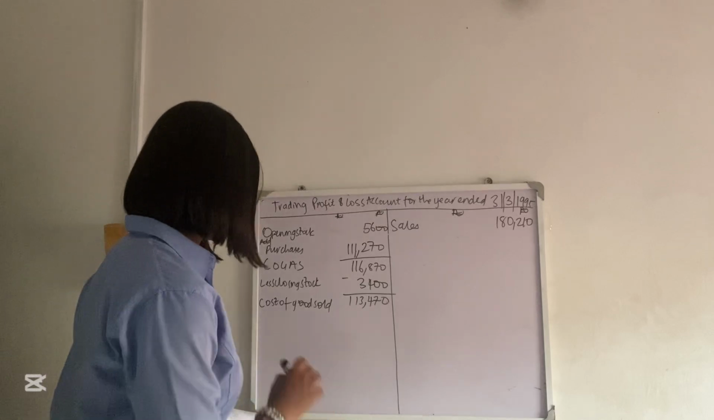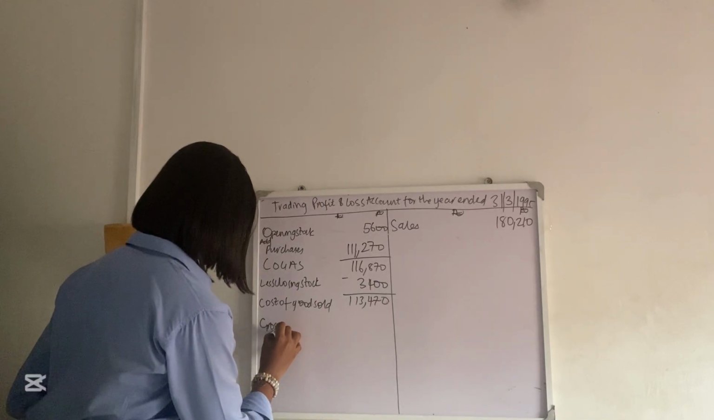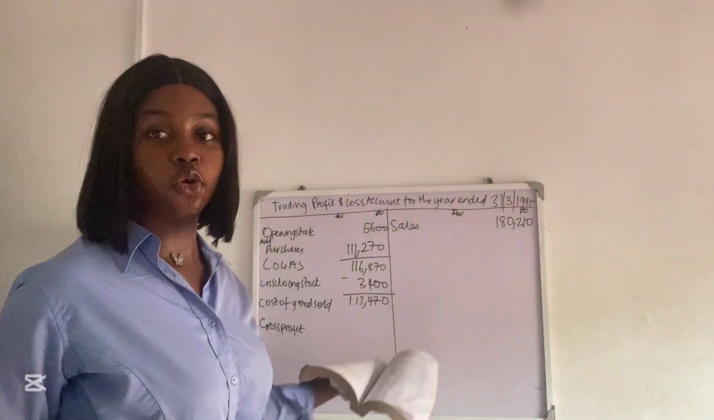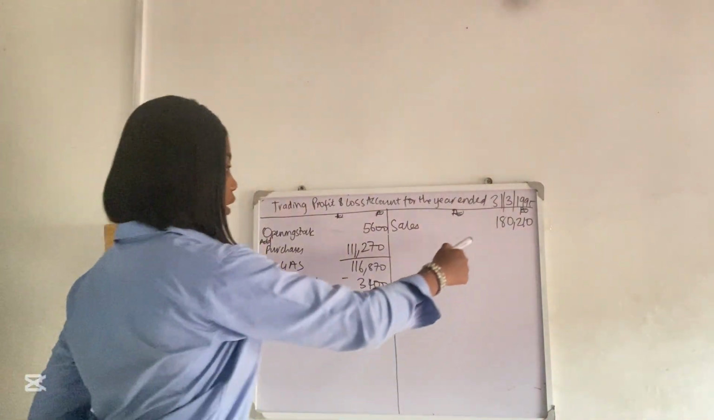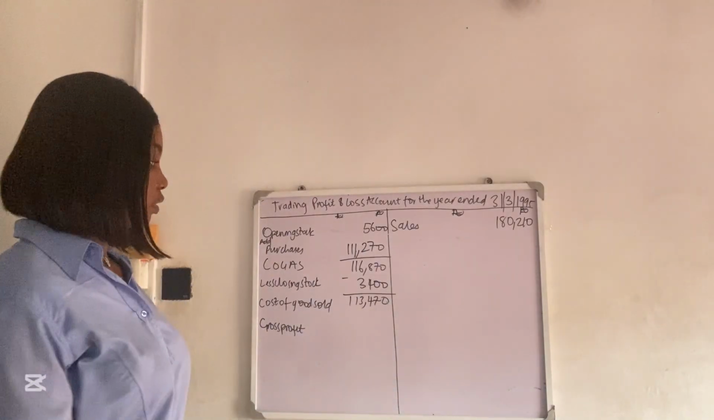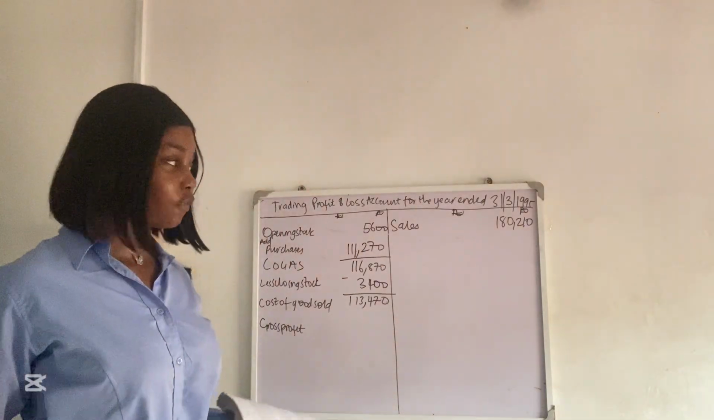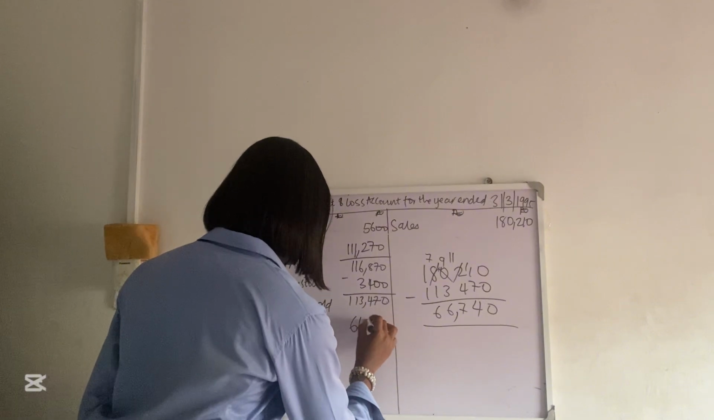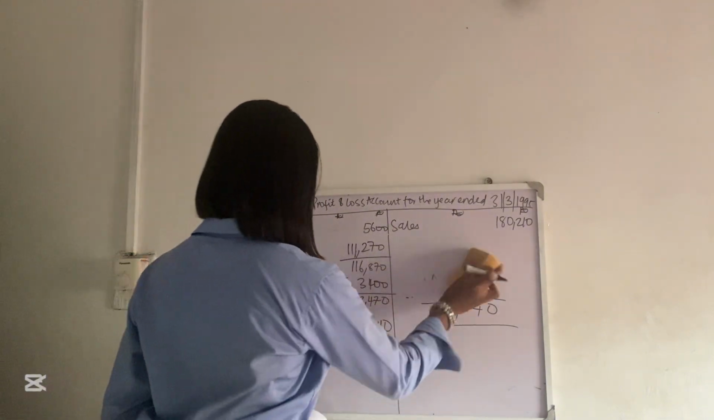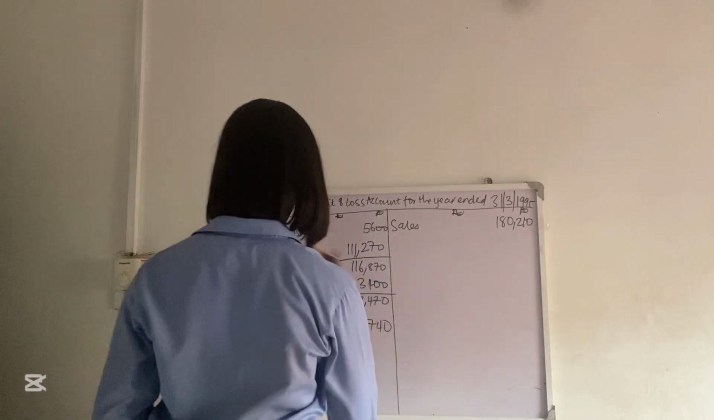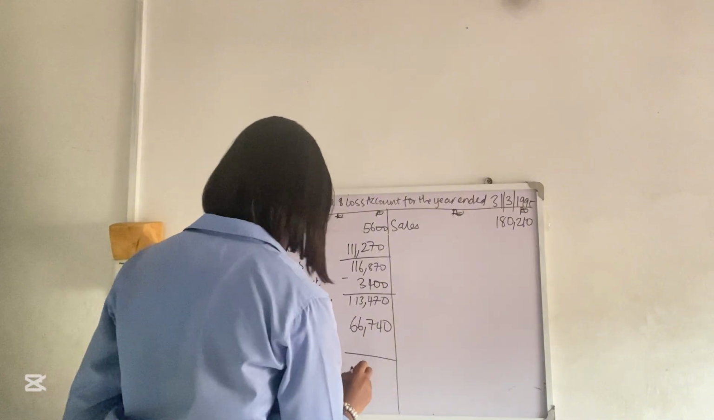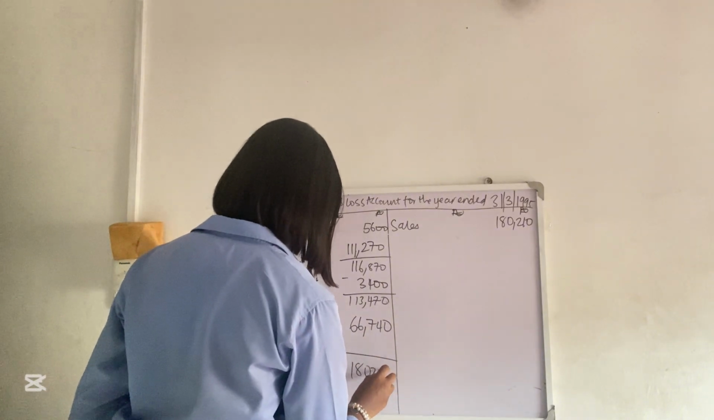So now, how do you get your gross profit? Your gross profit is sales minus cost of goods sold. So 180,210 minus 113,470 will give us our gross profit. 66,740 is our gross profit. Let's clean this working. So now that we know it, we can balance the two figures together. Total is 180,210.